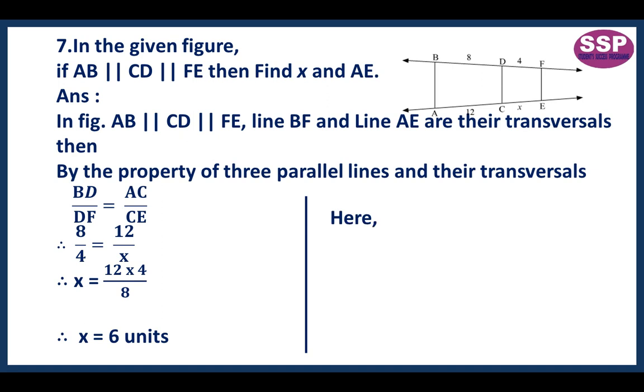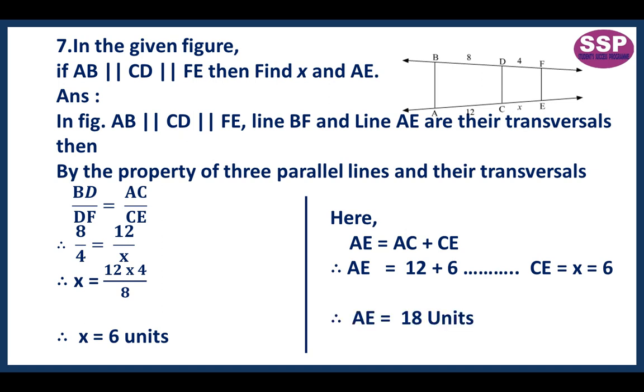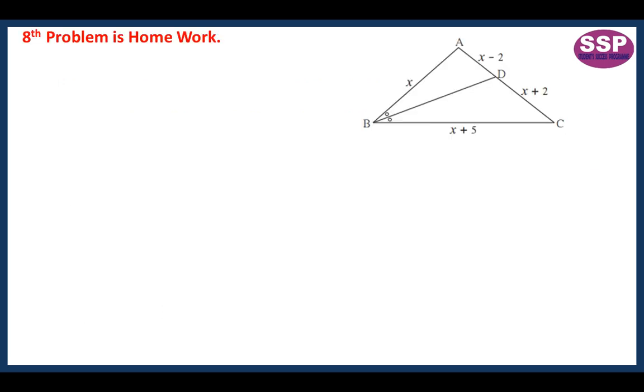Here, AE is equal to AC plus CE. Putting the values, AE equal to 12 plus 6. CE means X, and X equal to 6. Therefore, AE is equal to 18 units. Eighth problem is homework for you.